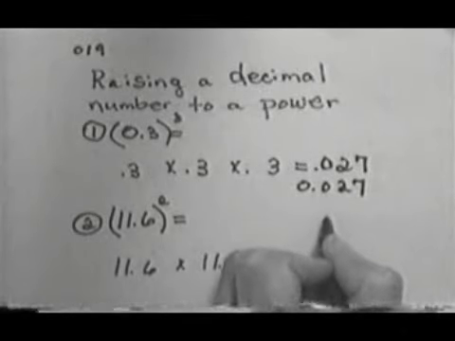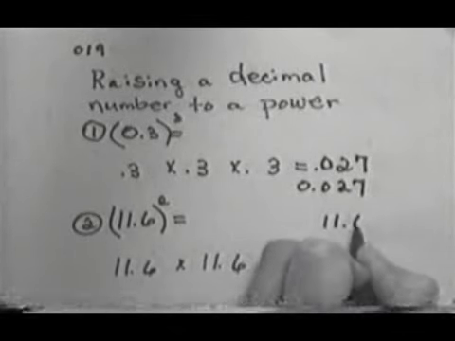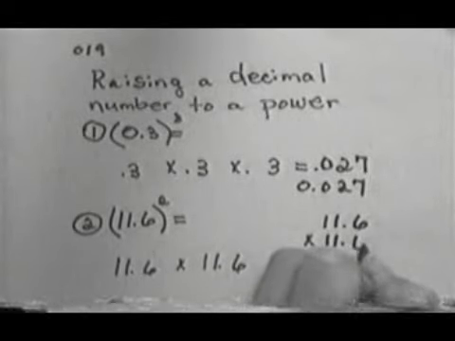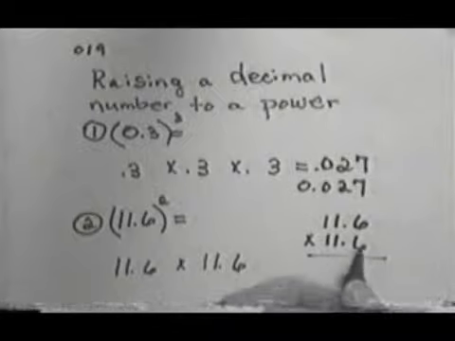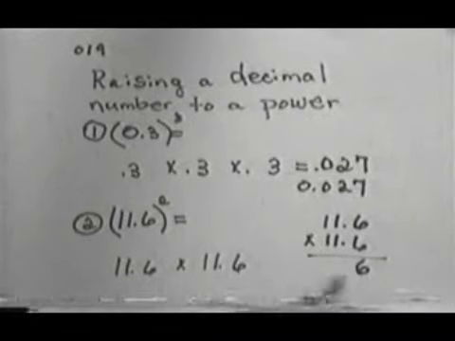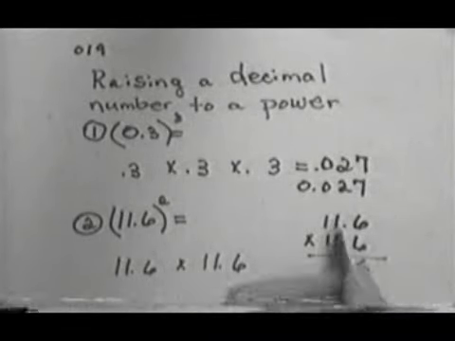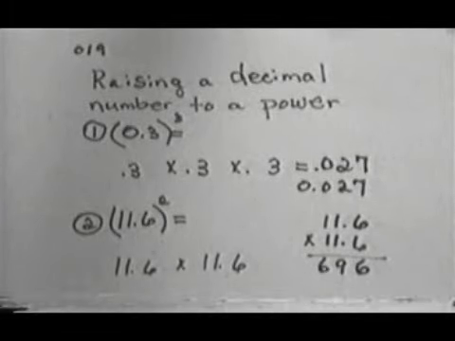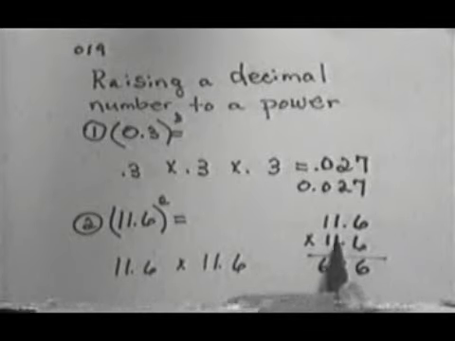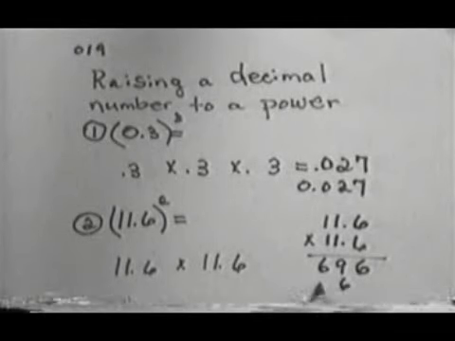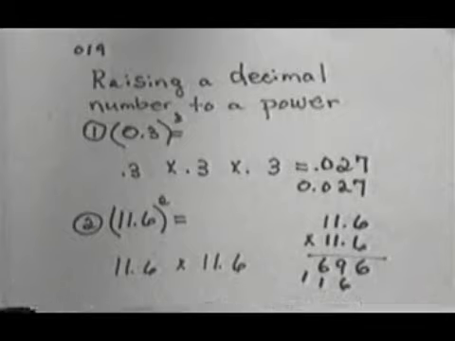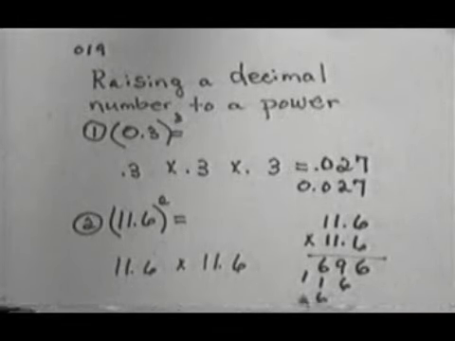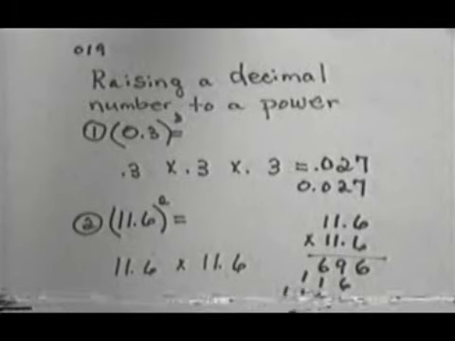So let's go to the side and put 11.6 multiplied by 11.6. 6 times 6 gives us 36. Carry our 3. 6 and 3 is 9. 6 times 1 is 6. Then we've got to multiply by 1. 1 times 6 is 6. 1 times 1 is 1. 1 times 1 is 1. Then we've got to multiply by another 1. 1 times 6 is 6. 1 times 1 is 1. And 1 times 1 is 1.